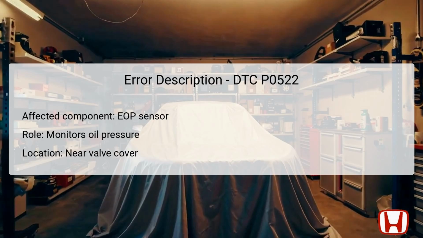Working in conjunction with the Engine Control Module, ECM, it communicates crucial data regarding oil pressure that helps manage oil flow. If the circuit is sending low voltage, it's a signal to investigate potential issues within the sensor or its connections. Therefore, understanding this error is crucial for vehicle reliability and longevity.